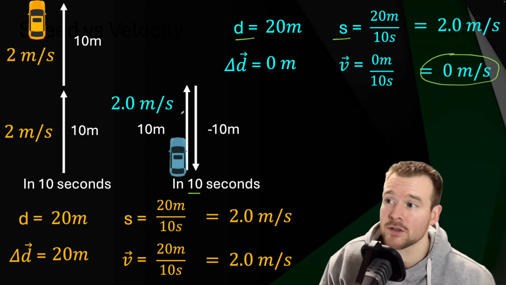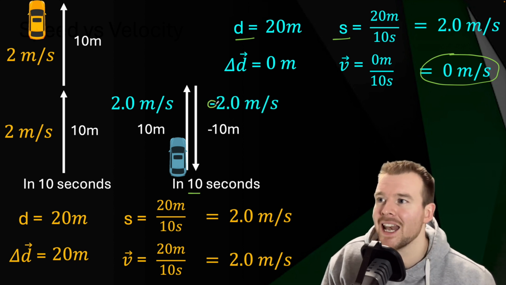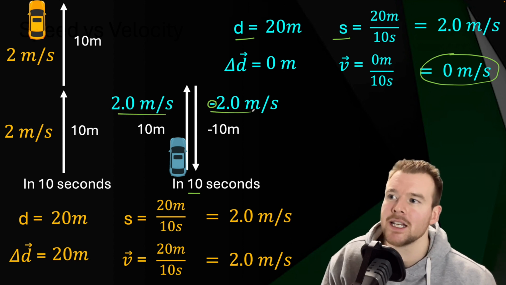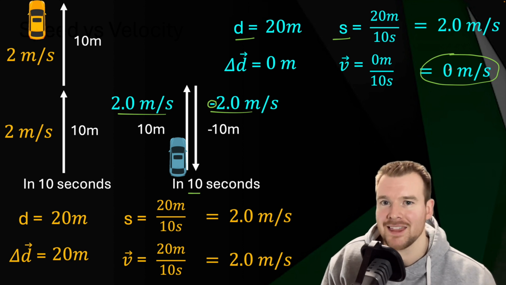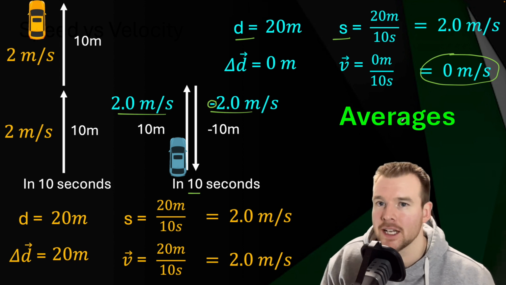Well, it was going 2 meters per second here forward, same as this car was, but then it turned around and came the opposite direction. If I consider direction, it was going negative 2 meters per second. So 2 meters per second, negative 2 meters per second, the average there is 0. And that's the biggest thing to understand about these formulas. They calculate your averages, not necessarily what it's going at that moment.